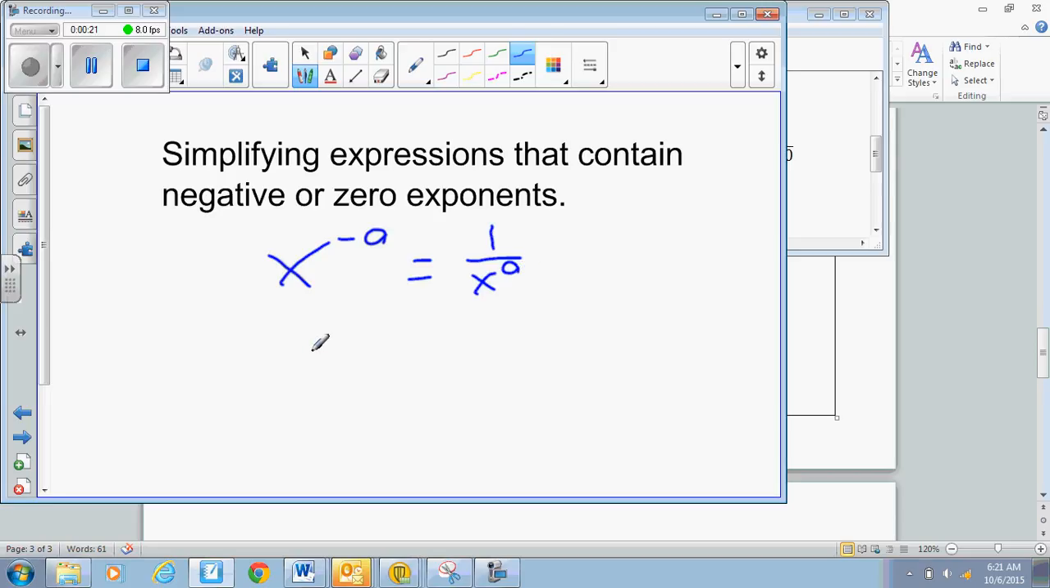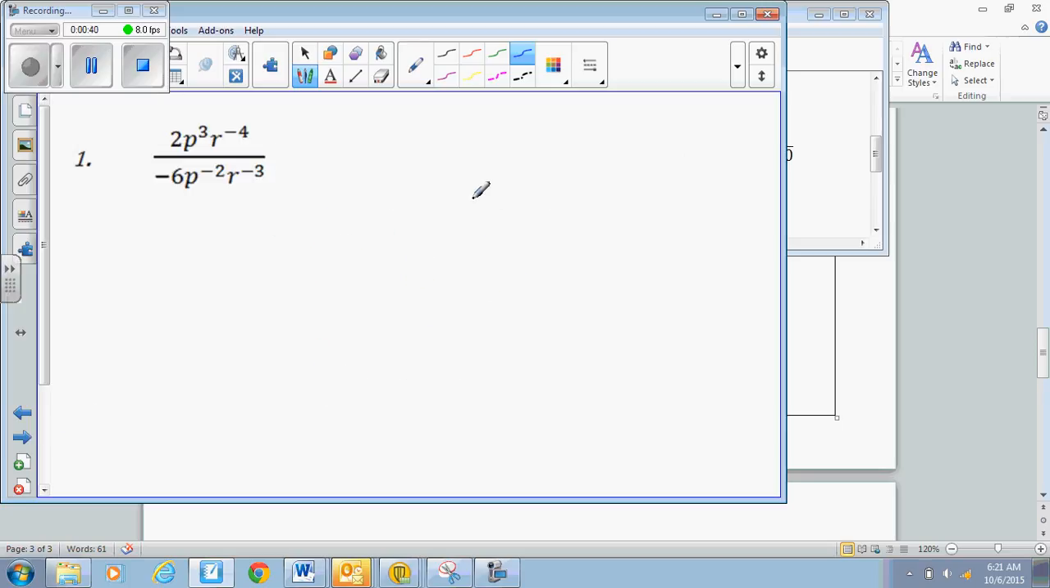And if it's in the bottom of the fraction to start with, like 1 over x to the negative a, then that would just bring it back. This whole thing would come to the top of the fraction as x to the positive a over 1. So that's the main rule we're going to use. Now we're going to use that with some different problems. So I'm going to show the first one here.